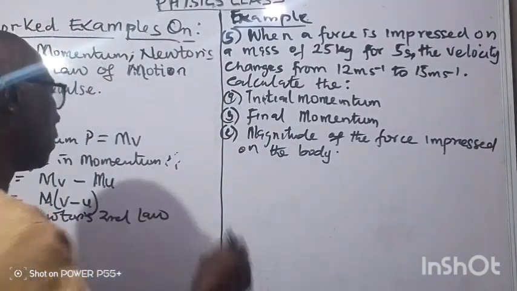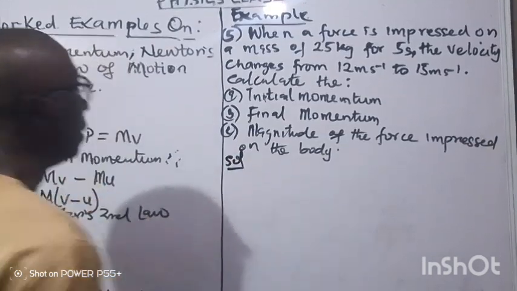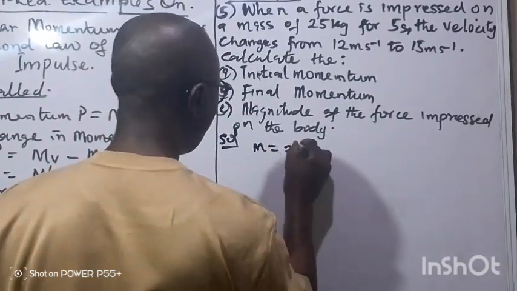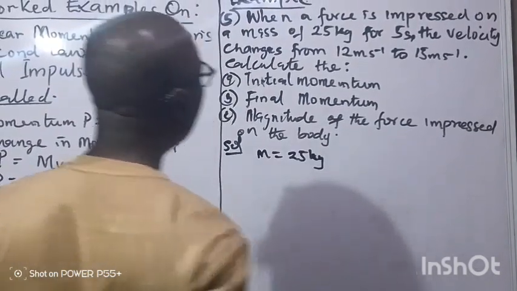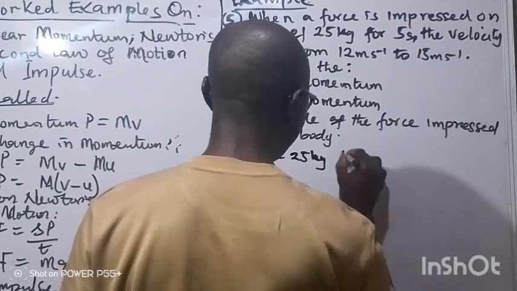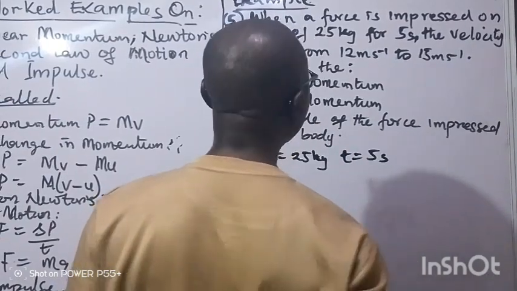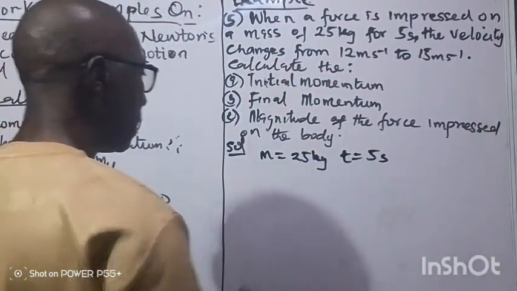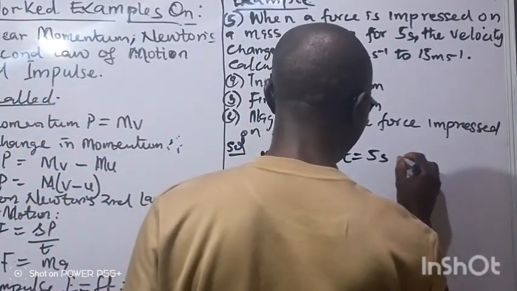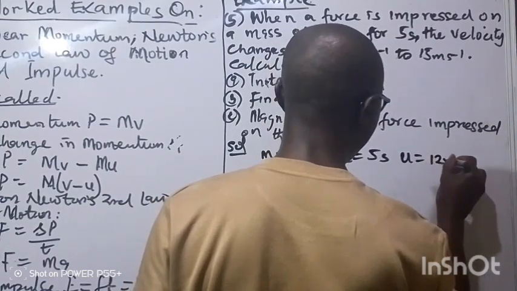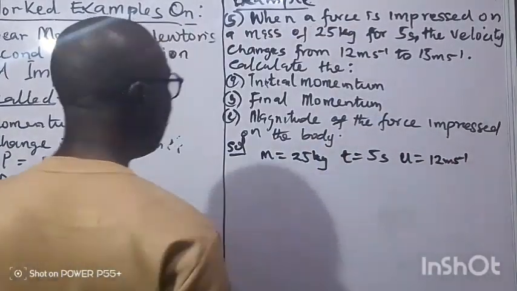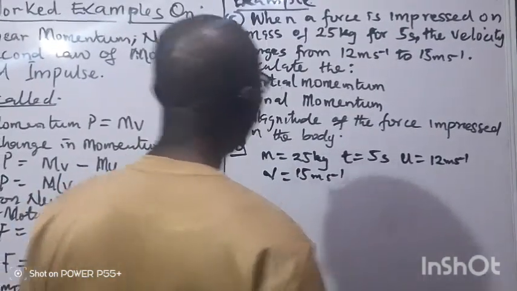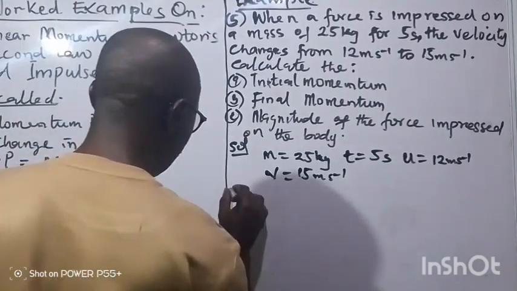Now, solution. From the question on the board, mass m is given as 25 kg. Then for 5 seconds, time is given as 5 seconds. At the same time, the change is from 12 meters per second to 15. The initial velocity u is 12 meters per second, and the final velocity v is given as 15 meters per second.